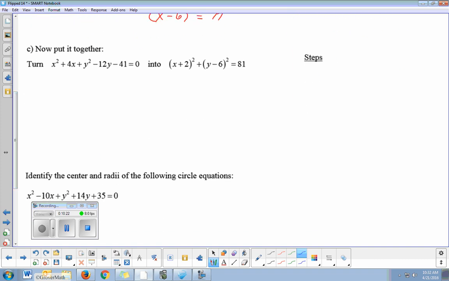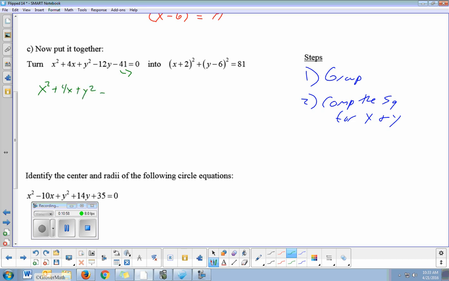So step one is group. What I mean by that is let's get the x's and y's together. Now the x's are right next to each other already, the y's are right next to each other, and the constant's by itself. So it's all grouped together. Step two is complete the square for x and y. So the first step of completing the square, if we look up there, was to move the constant. So I'm going to move that 41 first. x squared plus 4x plus y squared minus 12y equals 41.